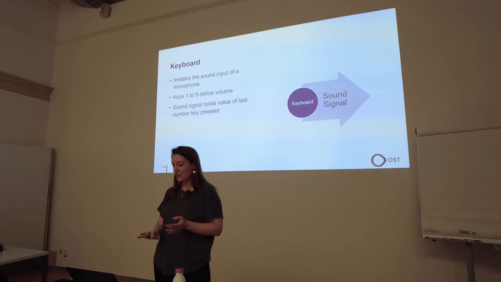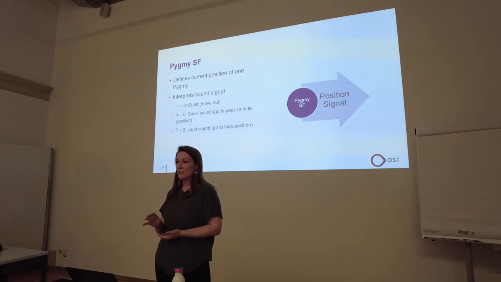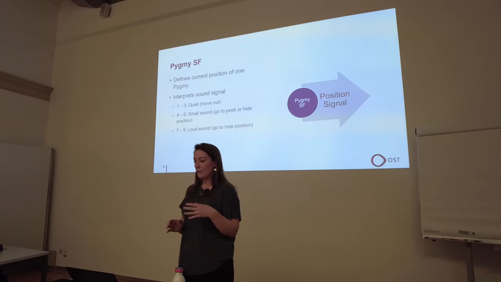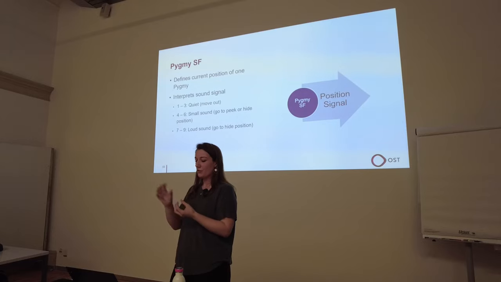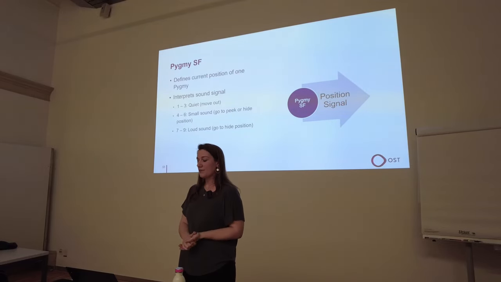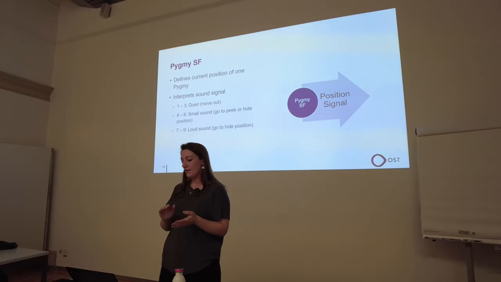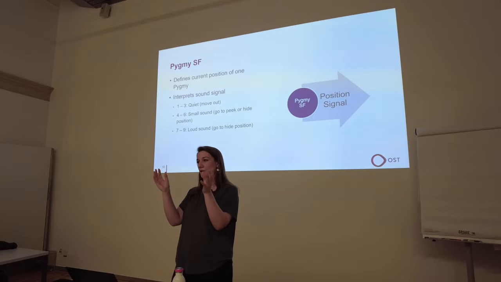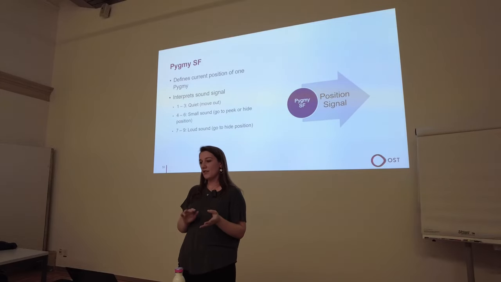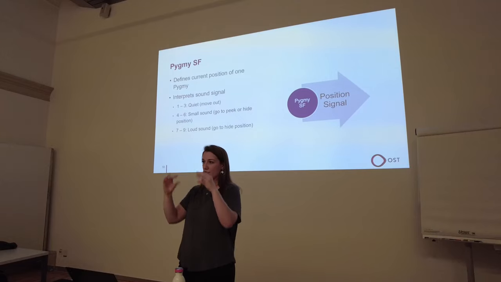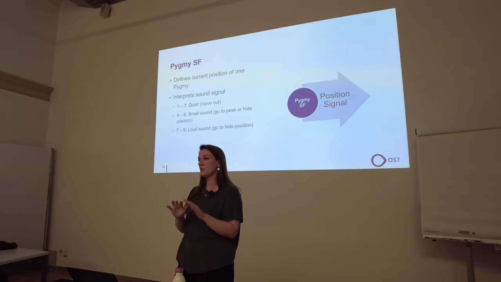With the keys 1 to 9, I can adapt the sound signal. It holds the last value that was pressed. This sound signal is then the input for all the pygmy functions that are started for each pygmy. This pygmy function, for example, makes the position increase. So the pygmy is moving out when the sound signal is in the quiet interval. When it's in the interval 4 to 6, there is a small sound. So some of the pygmies will hide completely, and some will go to peeking state. So the pygmy is moving back, and the position is decreased. When a loud sound happens, all pygmies go to the hiding position and wait there. So the position will stay 0.